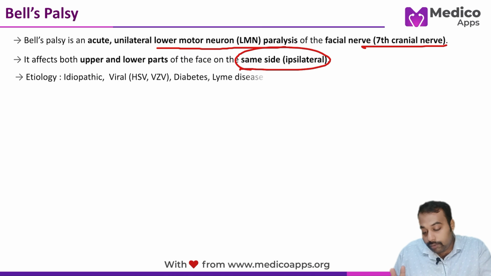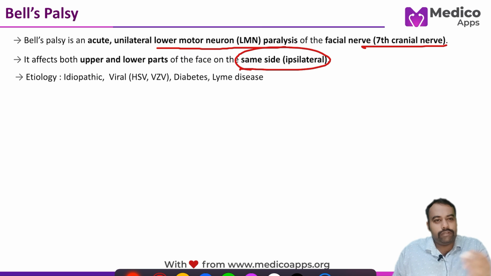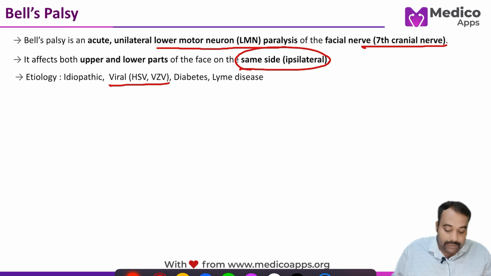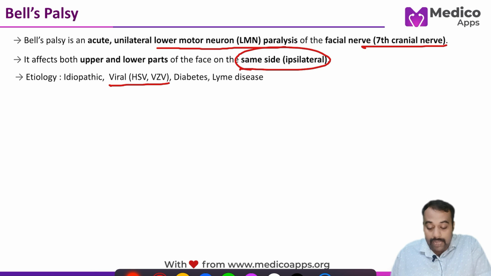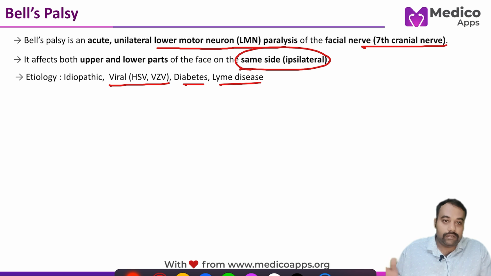Okay. So the etiology, most of the time, is idiopathic. Apart from that, there is varicella zoster virus, but also herpes simplex virus, which can also cause Bell's palsy. But diabetes and Lyme disease are also in the line as well, right?